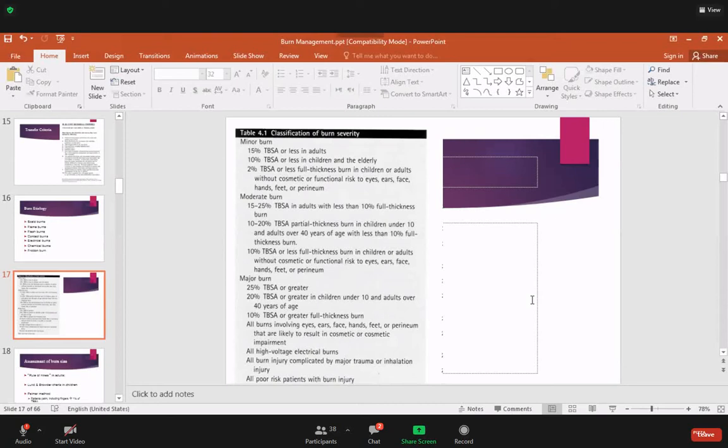Then all burn injuries which are complicated by major trauma, where there is associated trauma, or there is inhalational injury. Again, they should be sent to the burn center. And all poor risk patients with burn injury, patients having comorbidities, having chronic medical conditions, they should also be considered as a major burn.